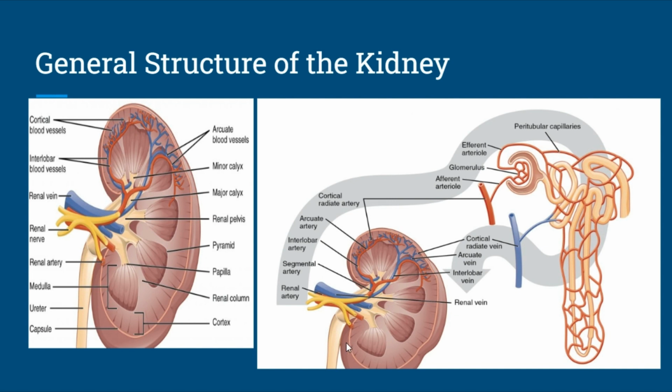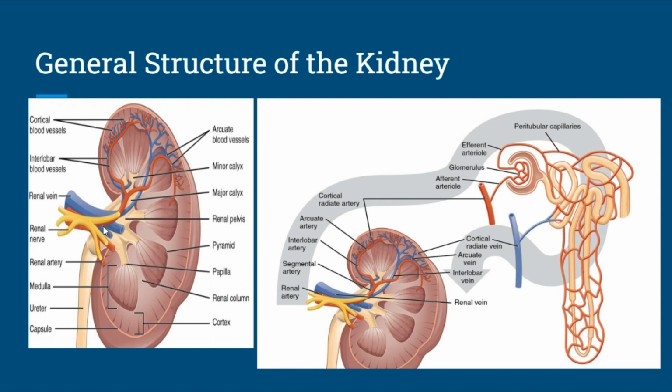So look at the general structure of the kidney again. We have a cross section of the kidneys over here. However, then we have the microscopic structure that we're going to discuss in detail. You see the renal hilum right here. You see the ureter on the posterior view. Then we have the renal nerve, which we're going to discuss in detail in later slides. We have the renal artery and the renal vein.